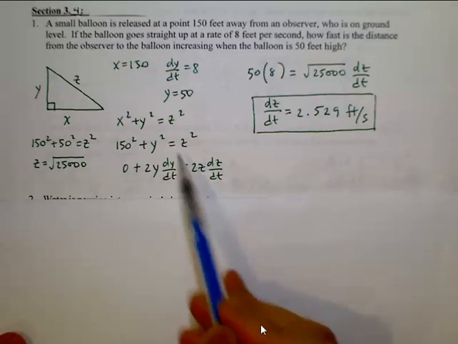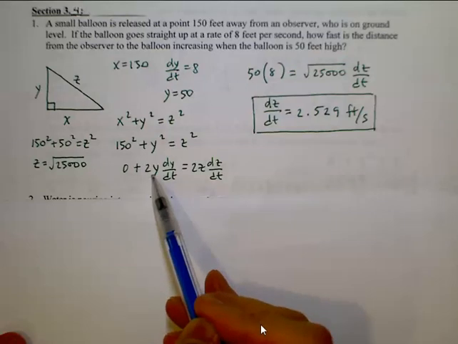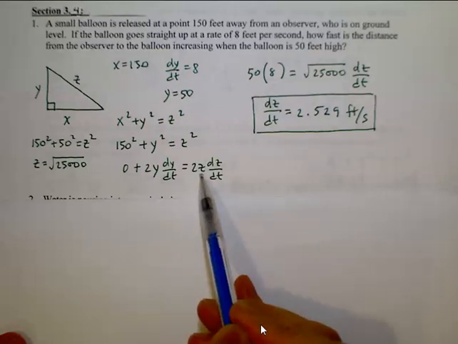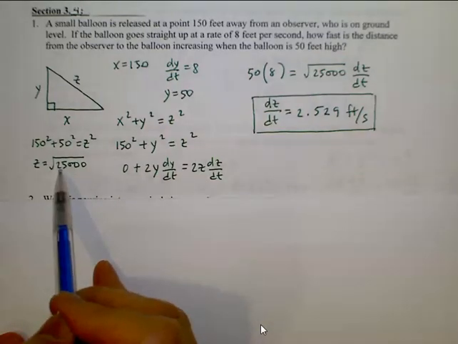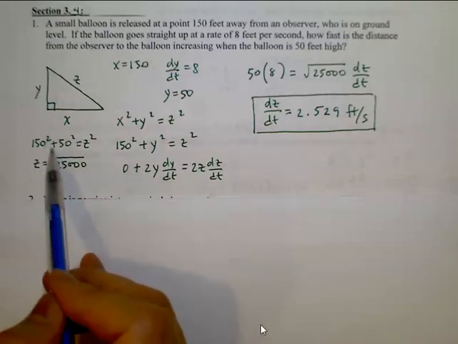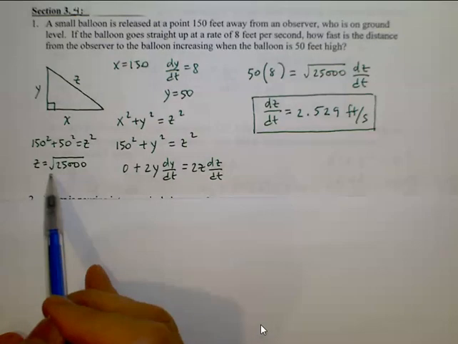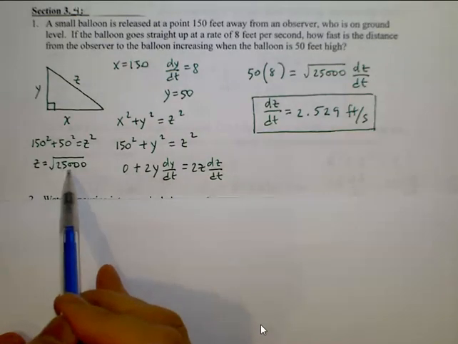So I know what dy/dt is, and I know what y is, but the information that I don't know is z. So I'm going to use the Pythagorean theorem, and I'll use 150 squared plus 50 squared, and that is equal to z squared. And so z comes out to the square root of 25,000.